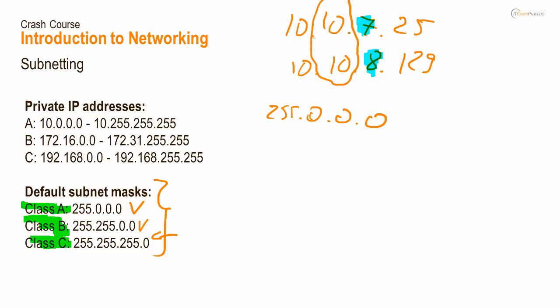I'm okay, I don't really care. They match, they don't match. I do not care. That's why this subnet mask is okay. And of course 255.255.0.0, because the first two octets have to match.